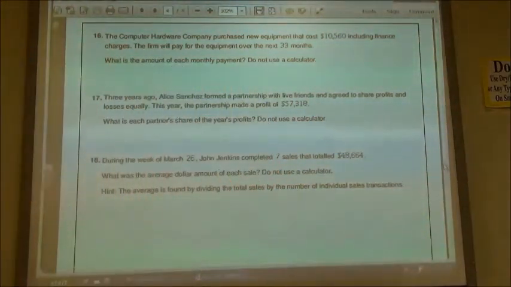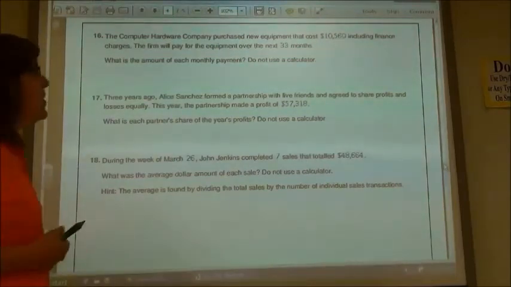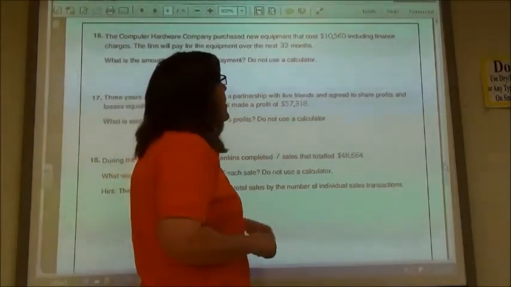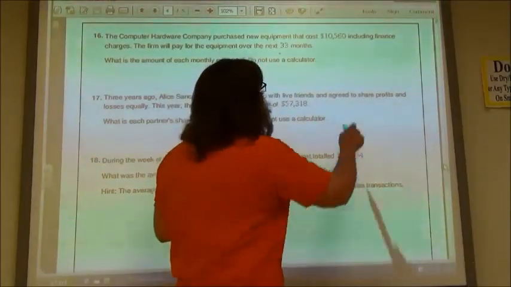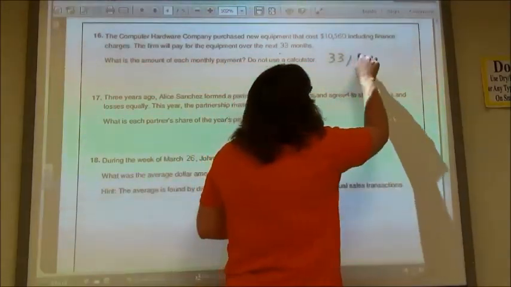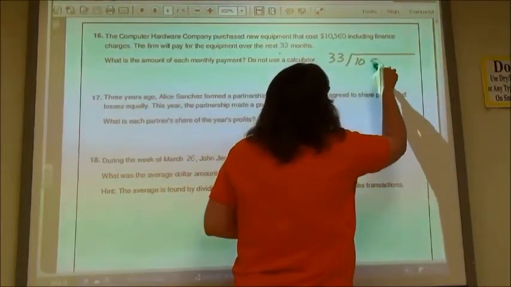So the computer hardware company purchased new equipment that cost $10,560, including finance charges. The firm will pay for the equipment over the next 33 months. What is the amount of each monthly payment? They don't want you to use a calculator. So I have to take my total cost and divide it into 33 payments. So I'm going to take 33 and divide it into 10,560.